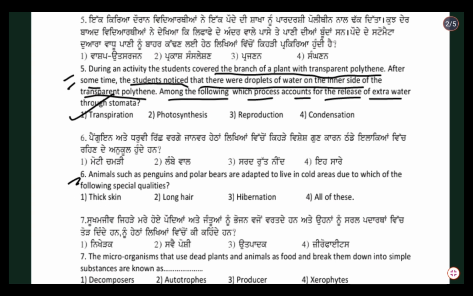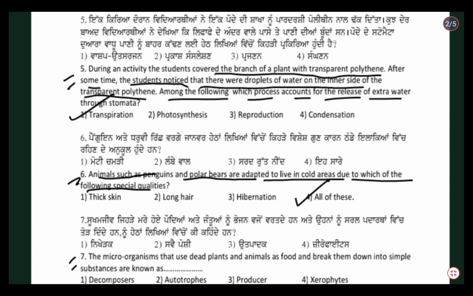Question number 6 is, animals such as penguins and polar bears are adapted to live in cold areas due to which of the following special qualities? So animals like penguins and polar bears have got thick skin that helps them survive in the cold environment by providing insulation. So thick skin, long hair, hibernation and all of these. So the right answer is thick skin, long hair and hibernation. All these are the special qualities, right? Due to which they are adapted to live in the cold areas. So all of the above is the right answer.